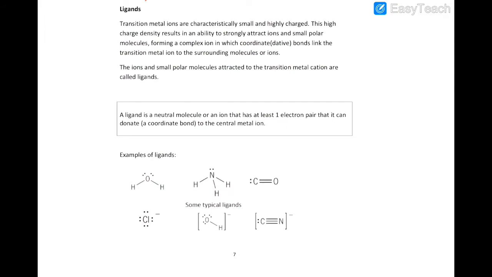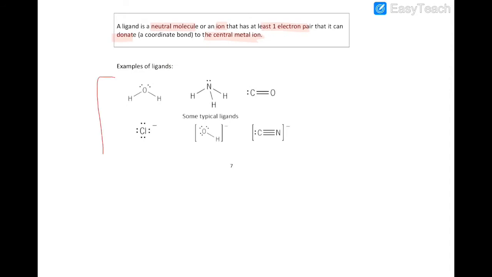So let's see about ligands. What are ligands? A ligand is a neutral molecule or an ion that has at least one lone pair of electrons that can be donated to a central metal ion. So that's the definition that you need to know. But let's see what they are. These are examples of ligands, and as you can see, these are neutral molecules and these are charged molecules. Here you have water, ammonia, carbonyl, chloride, hydroxide, cyanide.